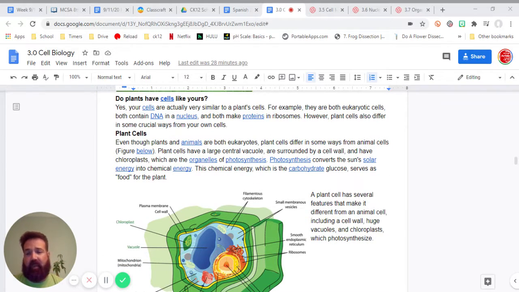Plant cells. Even though plants and animals are both eukaryotes, plant cells differ in some ways from animal cells. See the figure below. Plant cells have a large central vacuole, are surrounded by a cell wall, and have chloroplasts, which are the organelles of photosynthesis. Photosynthesis converts the sun's solar energy into chemical energy. This chemical energy, which is the carbohydrate glucose, serves as food for the plant.